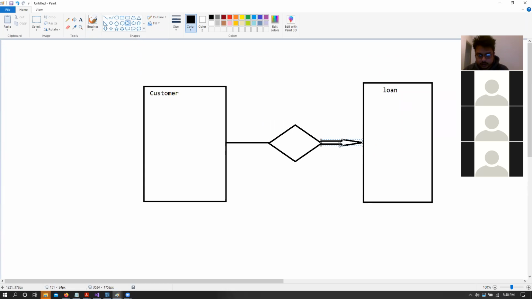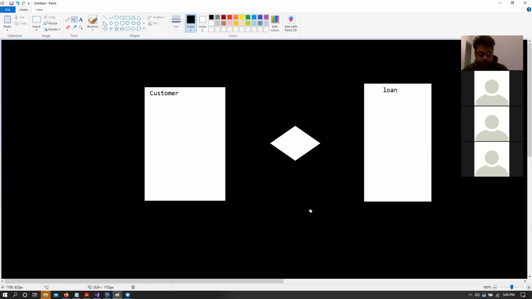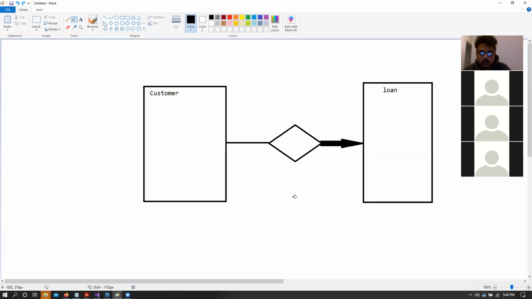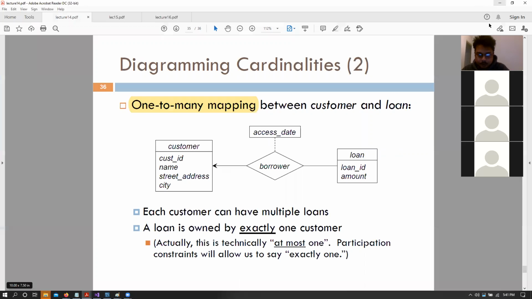Sorry for the weird diagram, but essentially it would look something like this, right? Basically it means that many customers can have one loan, but one loan can only be held by, so this is a many-to-one relationship, right? So many customers can have one loan, but one loan has to be held by at least one customer, right? Okay.